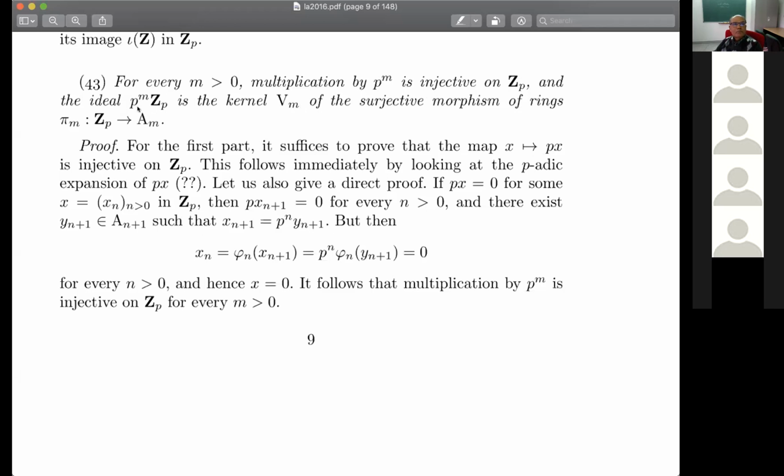And the image of this map is, of course, p to the m times Zp. It's being claimed that this image is the kernel of Vm. What is Vm? That's a name for the kernel of the homomorphism of rings from Zp to Am. You take a p-adic integer and just look at the mth component, so to speak, right? That's pi m. So let's look at the statement. P to the m is injective, and this ideal is the kernel of this pi m.